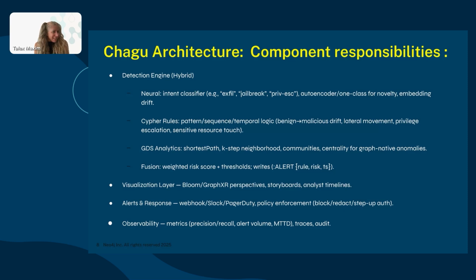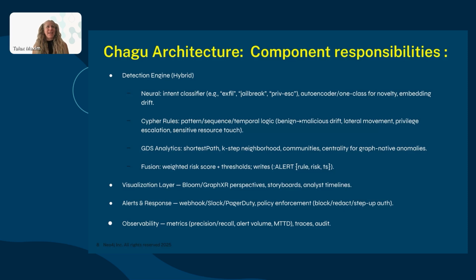Our detection agent is hybrid. It includes natural intent classifiers for things like jailbreak and prefix attacks, and autoencoders and one-class models, which we use basically for novelty and embedding drift. Then Cypher rules: pattern, sequence, and temporal logic we can bring into the query. We also look at why we think a drift is malicious, try to sanitize it, and track and understand lateral movement and what it can be.